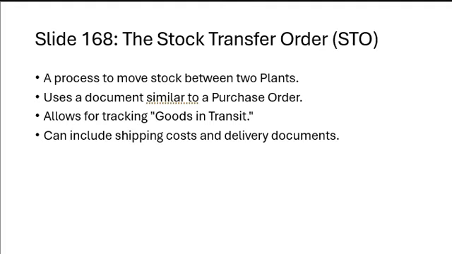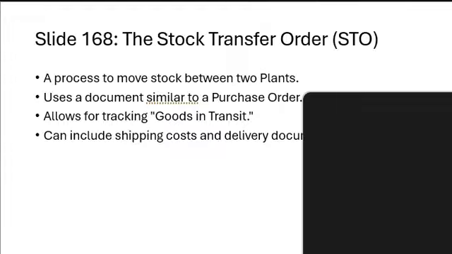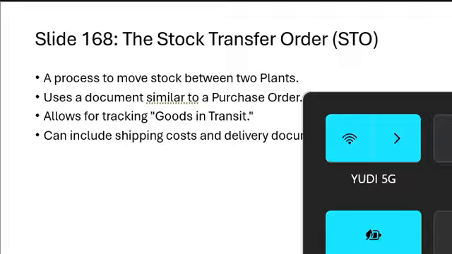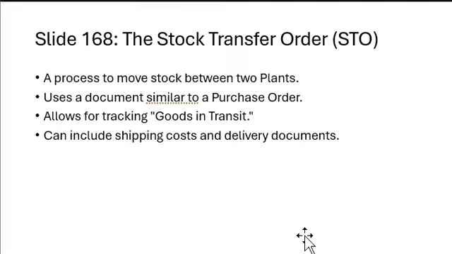The stock transfer order, STO. So the stock transfer order moves stock between two plants. The document looks similar to a purchase order in the system and allows the tracking of goods while in transit. Okay, it can include shipping costs and delivery documents and provide visibility of stock movement across company plants.